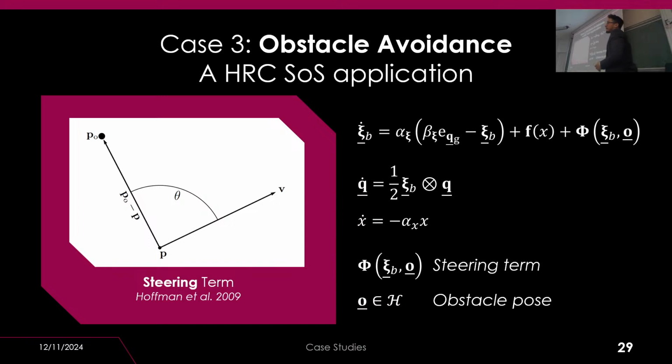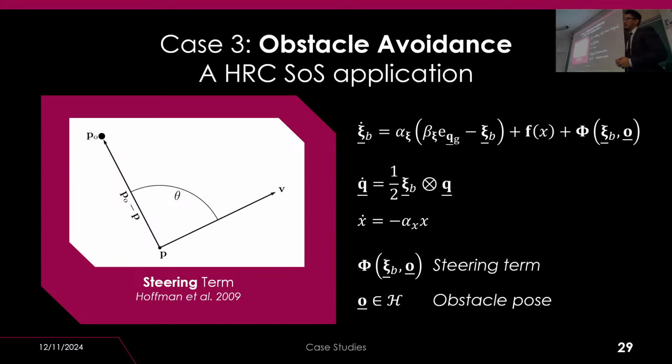So then what you apply to the real robot is the sum of the two. So you apply f plus phi. Yes, absolutely. Yeah. Okay, so phi, suppose that you know everything about the obstacle, so position. Yeah, it's an assumption.